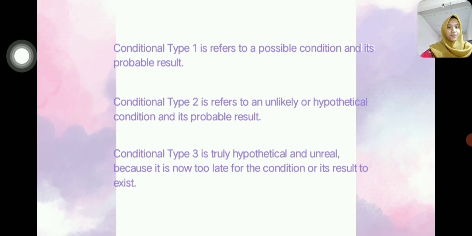Number 3, conditional type 3 has the formula: if plus past perfect, perfect conditional or perfect continuous conditional. Conditional type 3 is truly hypothetical and unreal because it is now too late for the condition or its result to exist. But in this movie I could not find an example of conditional type 3 because there is no sentence which is suitable with the formula of conditional type 3.